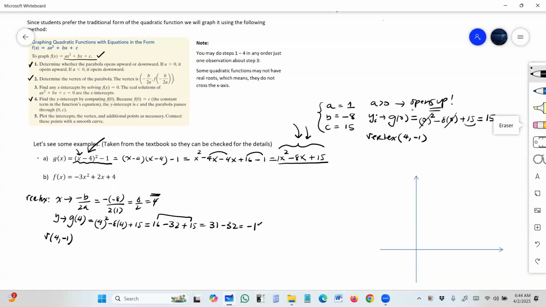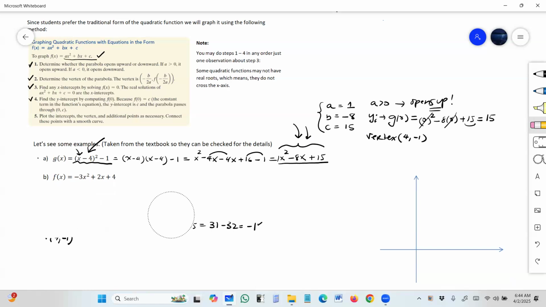All right. Now my last step is the roots. Sometimes, like I said before, you will not find the roots because there are no real roots. They're imaginary. Okay, so for the roots, what I need to do is solve g of x equals 0. So x squared minus 8x plus 15 equals 0.